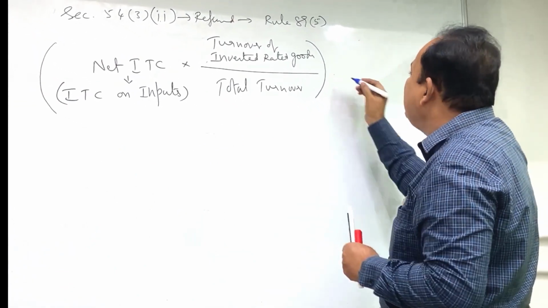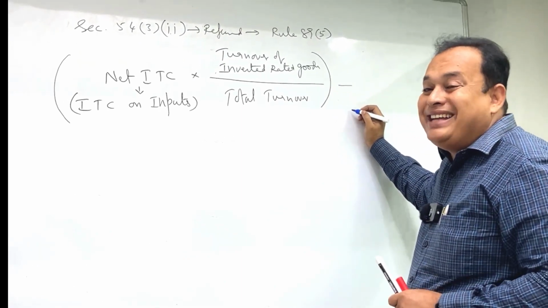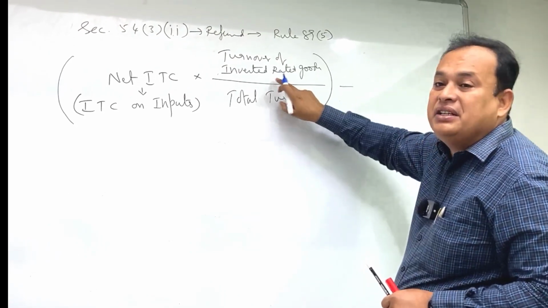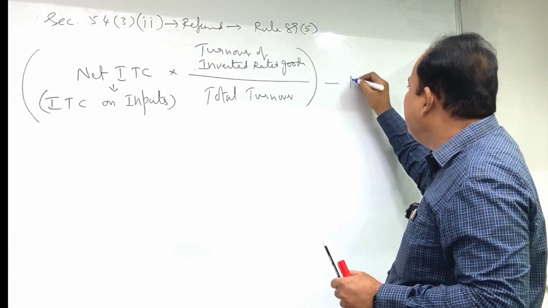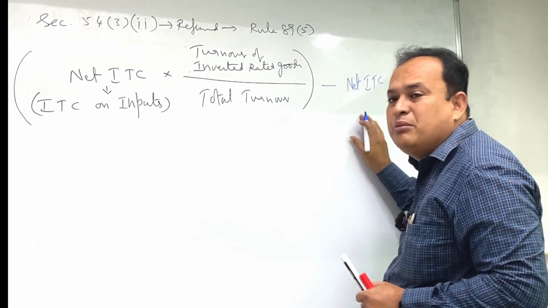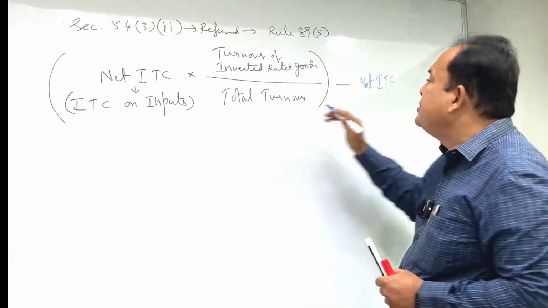What is to be deducted here means further deduct by applying the formula: tax payable on such inverted rated turnover. Here first, net ITC is common. This net ITC is nothing but what? Net ITC, the input tax credit on inputs.